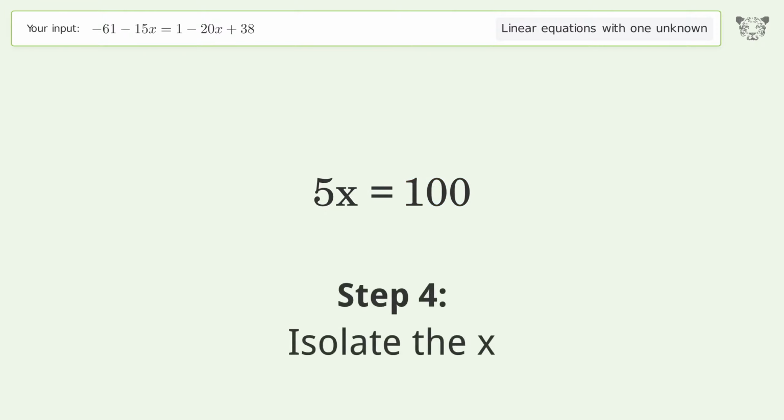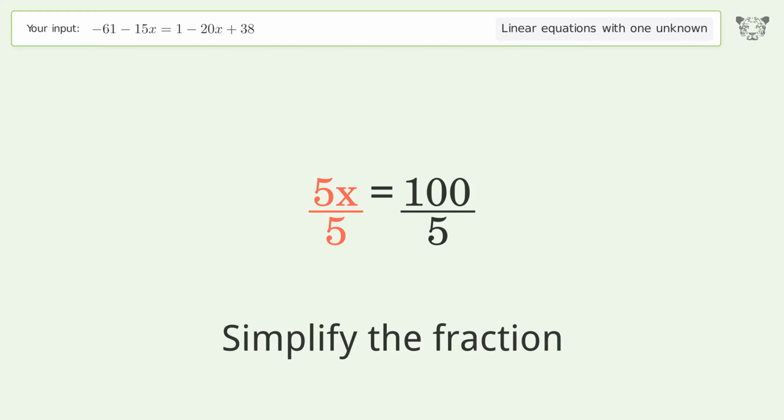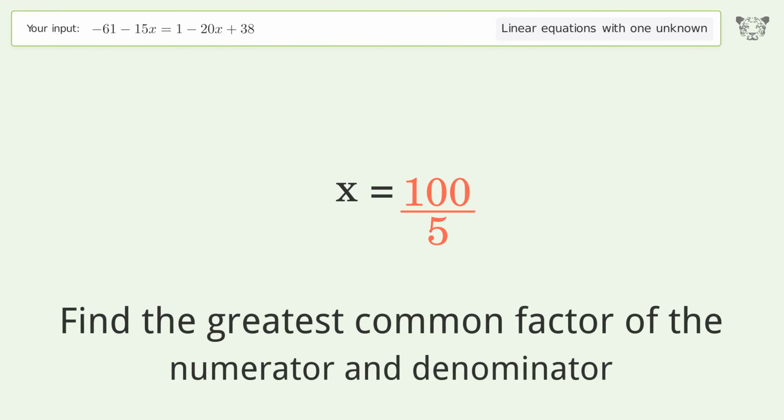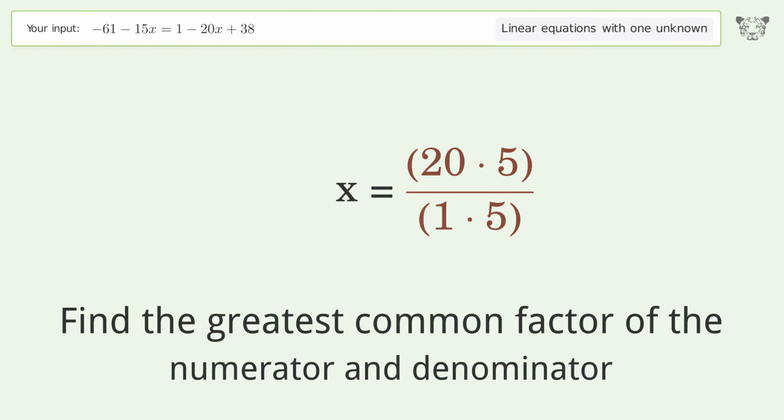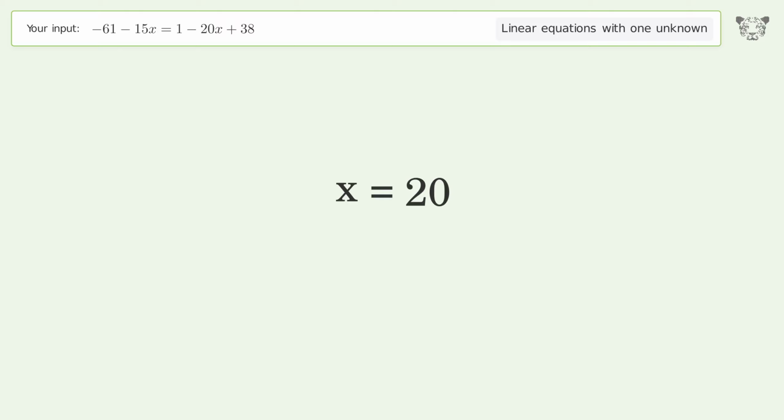Isolate the x. Divide both sides by 5. Simplify the fraction. Find the greatest common factor of the numerator and denominator. Factor out and cancel the greatest common factor. And so the final result is x equals 20.